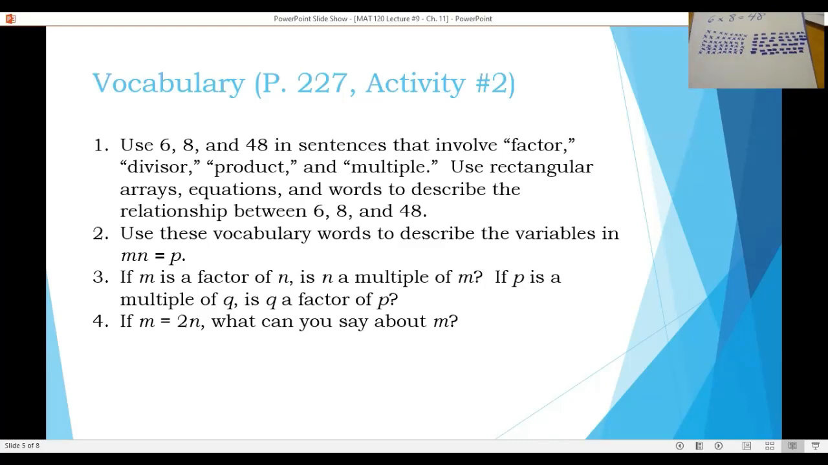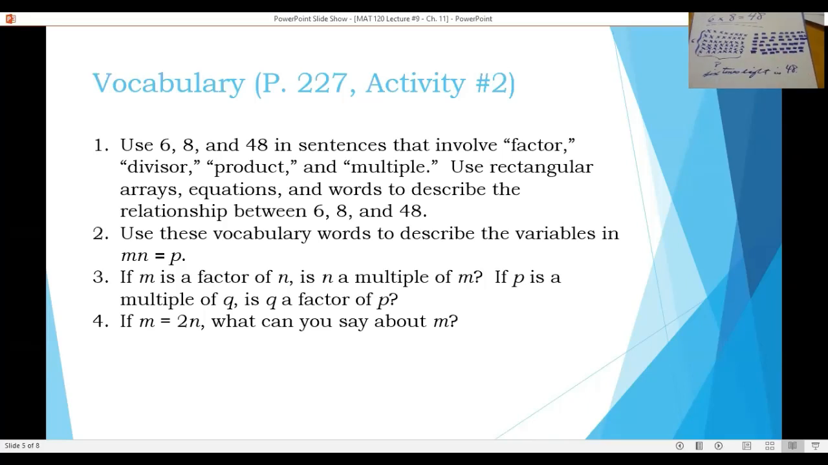Okay, so any way you do it, here's what we mean by the rectangular array. You draw something that represents the idea of 6 times 8. That's your rectangular array. Write an equation. Here's an equation right here for you. Write it in words to describe the relationship. 6 times 8.